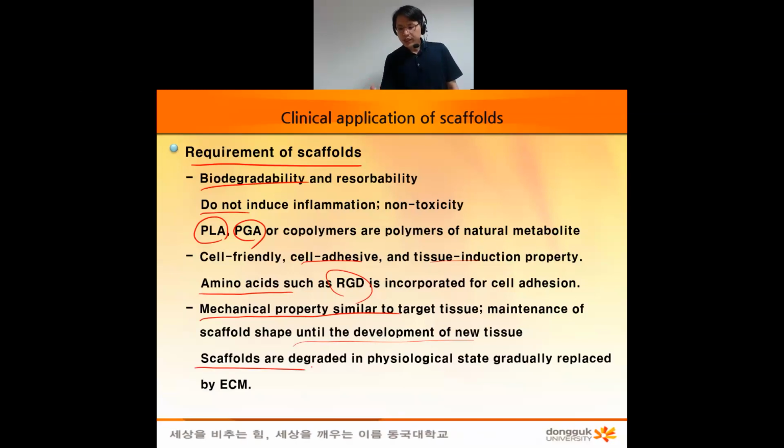Scaffolds are degraded in the physiological state and should be gradually replaced by ECM. So the scaffold location should be replaced by the tissue. The tissue is an assembly of ECM and a collection of cells.